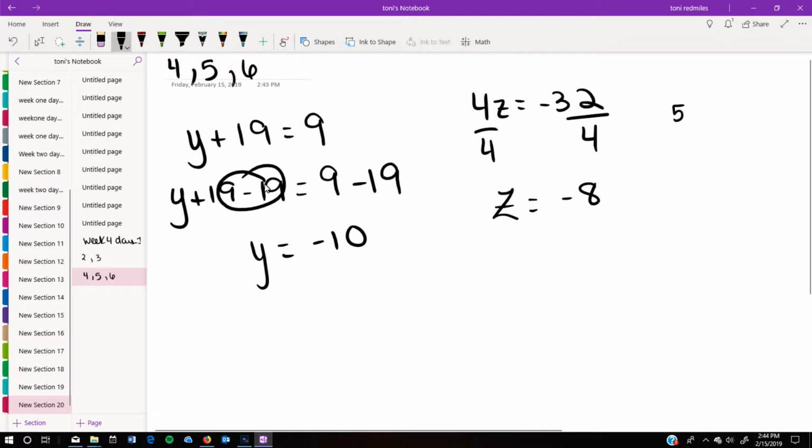All right, 52 equals p minus 3. The 3 is being subtracted from the p, so I need to add it on both sides. Okay, that's going to give me a 0. And p equals, if I add these two, I get a 55.